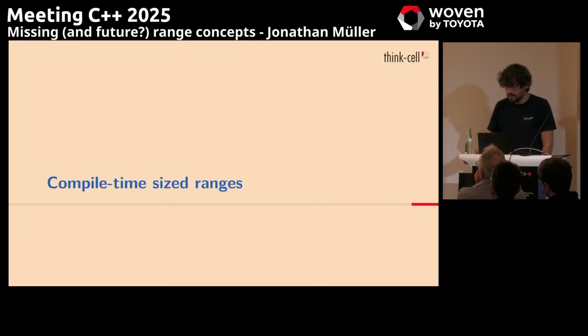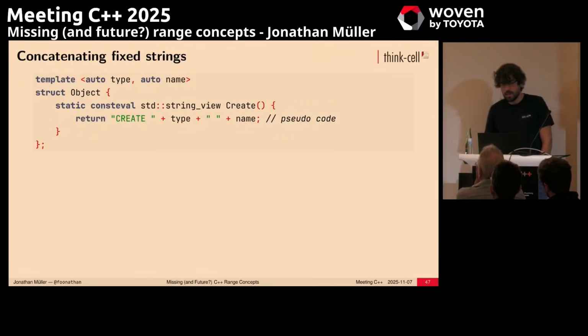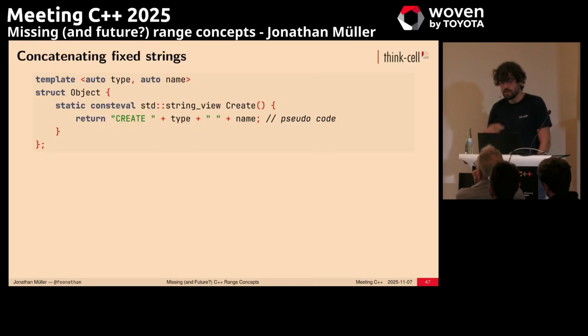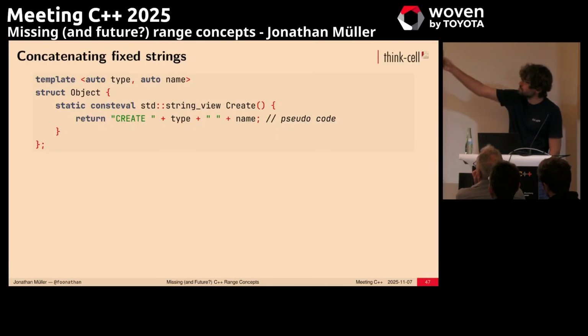So let's actually start implementing this create function. This is a first attempt. So we've got an object, it has a type and it has a name. And now we want to create a SQL statement. So this is what we want to write. We want to write create, which is create plus the type plus the space plus the name.